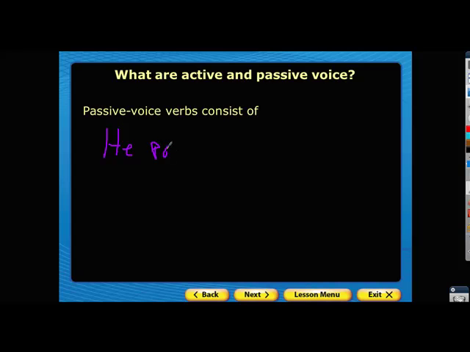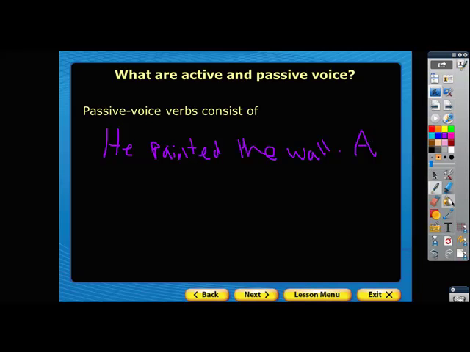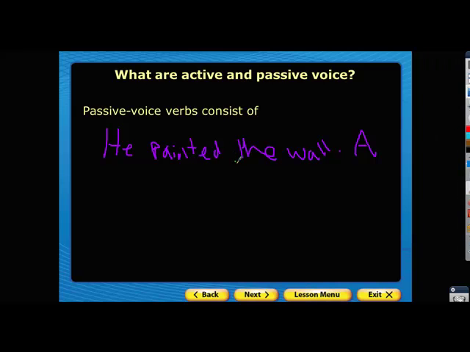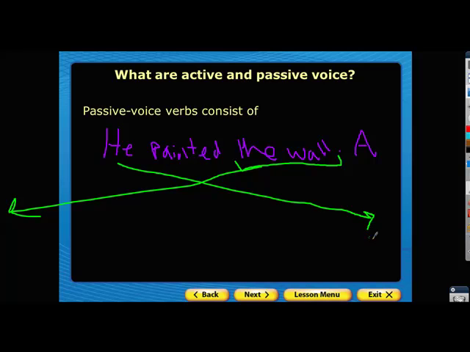He painted the wall. This is active again. Now let's shift it to the passive. We need to take the receiver of the action and start the sentence with it, and end with the performer of the action, here by him.